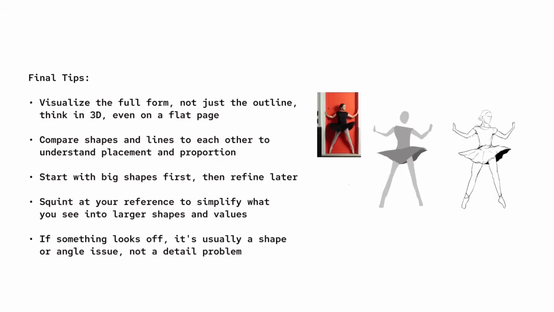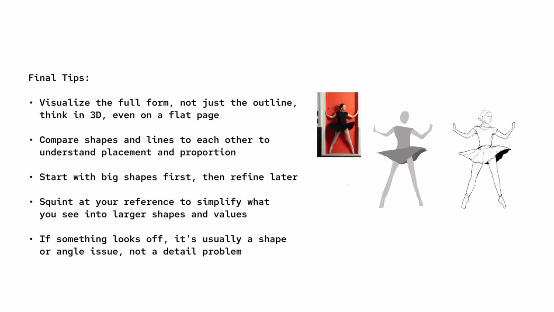My second advice is to squint your eyes at your reference to simplify what you see into larger shapes and values. So sometimes it's very hard to see what your shapes look like if your subject is very complex, or even if it's not complex. Squinting your eyes kind of blurs the image and you can see the general shape of your reference or your subject.